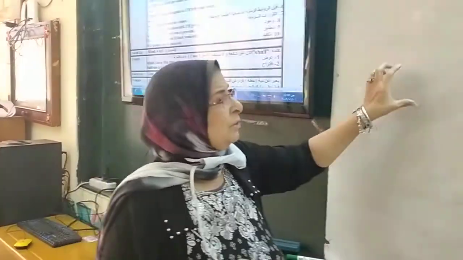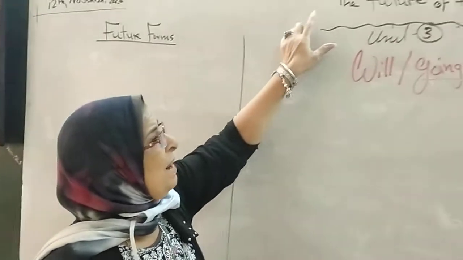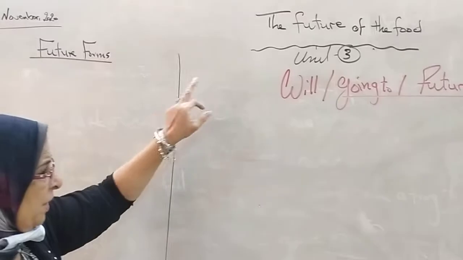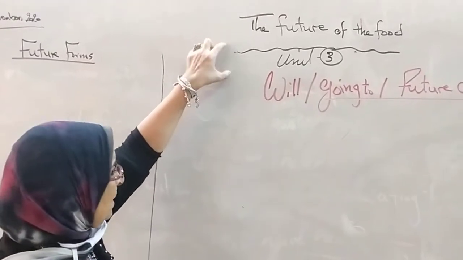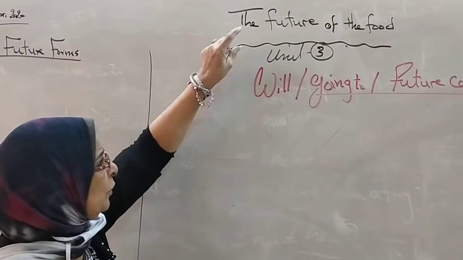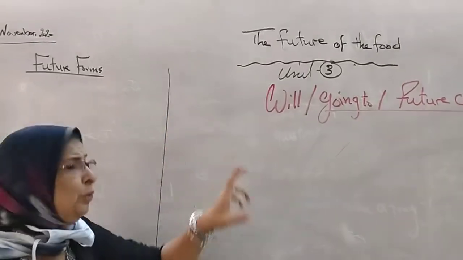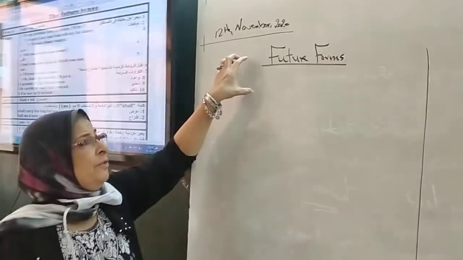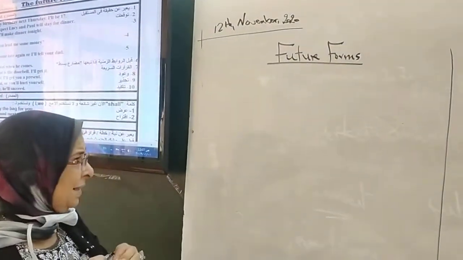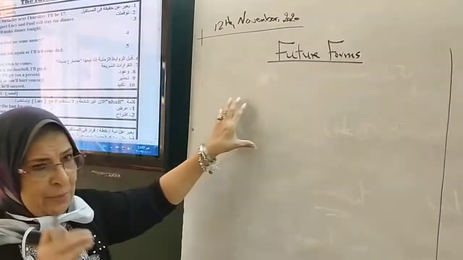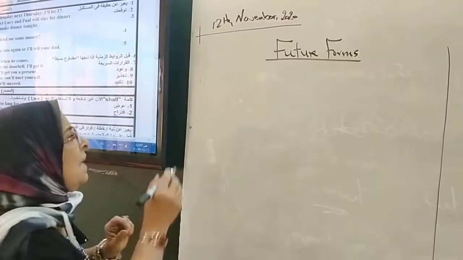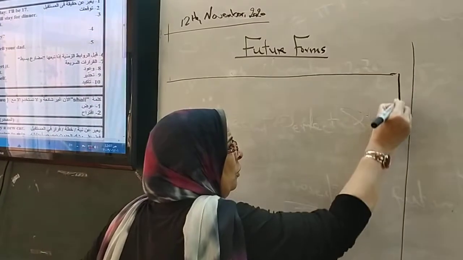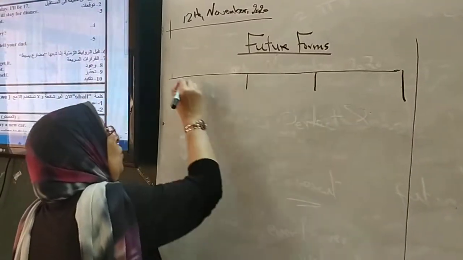Today I'm going to talk to you about Unit 3, the future of food. From the title, we can see that the grammar lesson for this unit is the future. I'm going to talk to you about the future forms. In fact, the future forms, especially the simple one, have many forms. So, to talk about the future, we can use 4 ways.